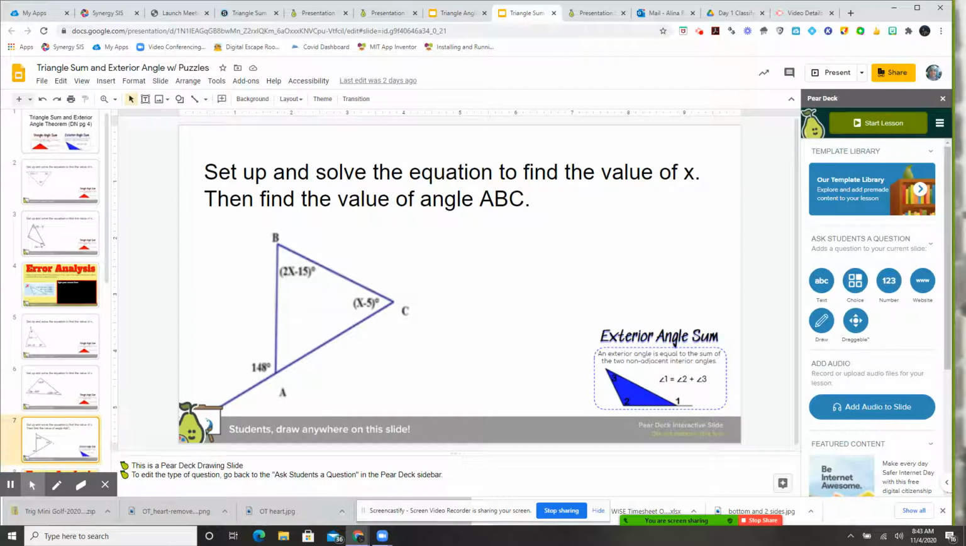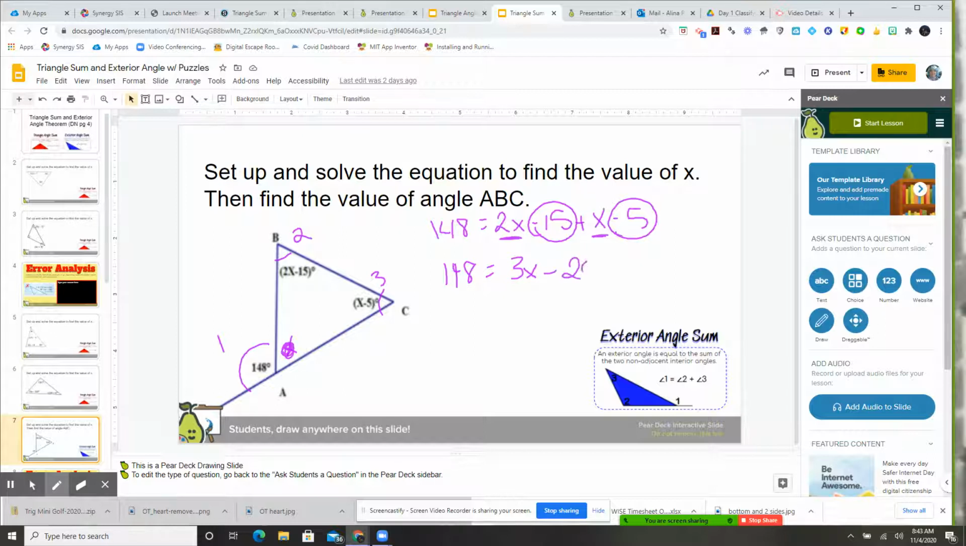What we really wanted to get to today is this, and our time is short, I know. Angle 1 is the sum of angles 2 and 3. So the outside equals the two insides. Not the one next to it here, not this angle, but the other two angles of the triangle, okay? So 148 equals 2x minus 15 plus x minus 5. Combine those like terms, that's 3x. So 148 equals 3x, and minus 15 and minus 5 is minus 20.